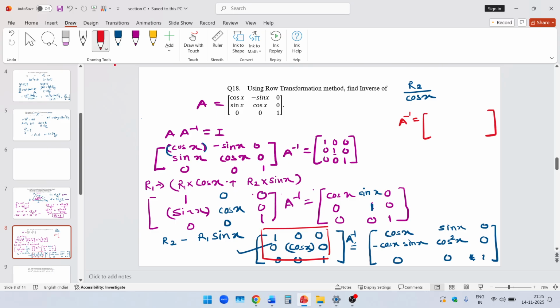and on the other side the first row will remain as it is, which is cos x sin x 0. The second row, if you divide by cos x, you will get minus sin x. Cos square x divided by cos x will be cos x itself, and 0. And the third row will be 0, 0, 1. So this should be the answer for A inverse. Alright, so this is the first step. This is the second step. And this up here is the third step.